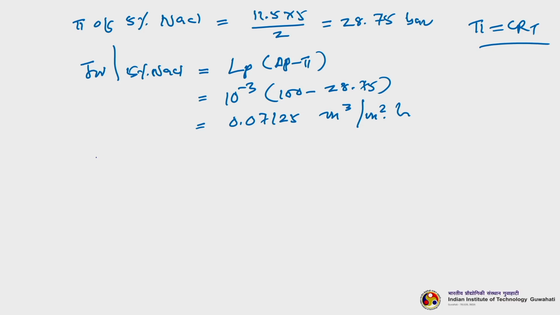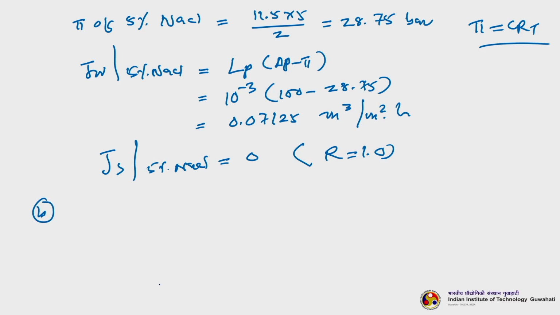Now, you know that the salt flux Js of 5% NaCl equals 0, because your salt rejection R is given as 1. Now, we will try to solve the second part, which uses the same module.